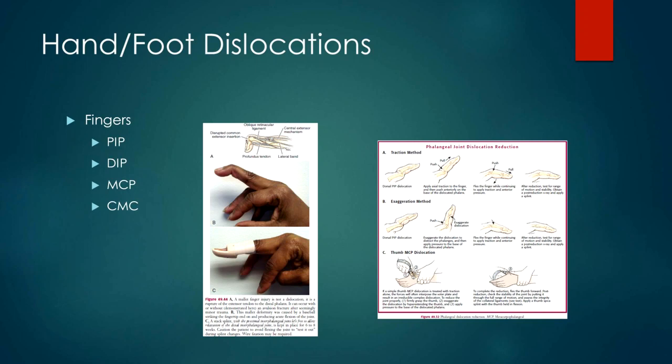Volar PIP dislocations are uncommon, almost always accompanied by injury to the central slip of the extensor tendons. You want to splint this in full extension with early ortho follow-up. Lateral dislocations are usually reduced in the field, and you buddy tape for 3 to 6 weeks with ortho follow-up. DIP dislocations are frequently open and can be reduced similar to thumb reduction. Don't overlook mallet finger or rupture of the extensor tendon.